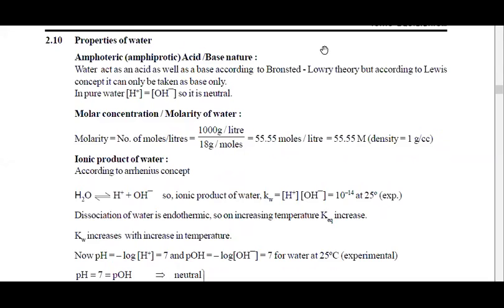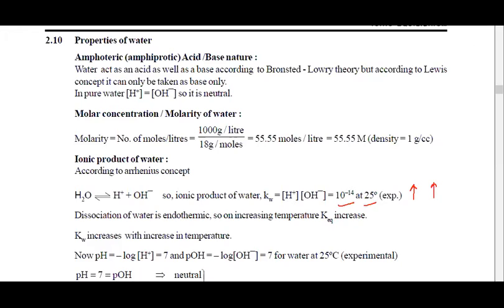So next is properties of water. We have already discussed the properties of water. First, it is amphoteric in nature. What is the meaning of amphoteric? It can behave as both a Bronsted acid as well as a base. Molar concentration or molarity is 55.55. We have already studied that. Then the ionic product of water, Kw, which is concentration of H plus into concentration of OH minus, is equal to 10 to the minus 14 at 25 degrees centigrade, and this increases with increasing temperature, which suggests that it is an endothermic reaction.